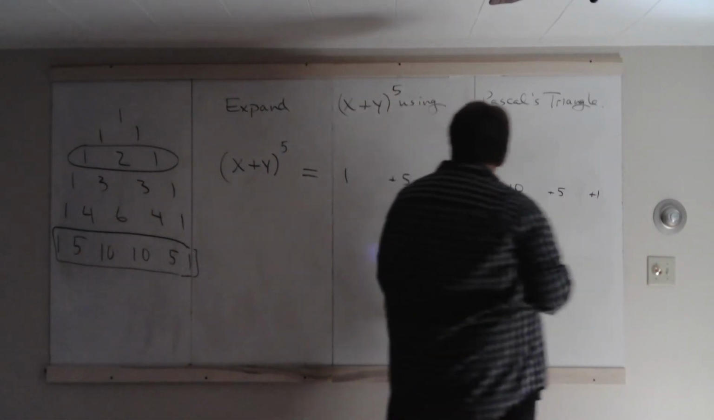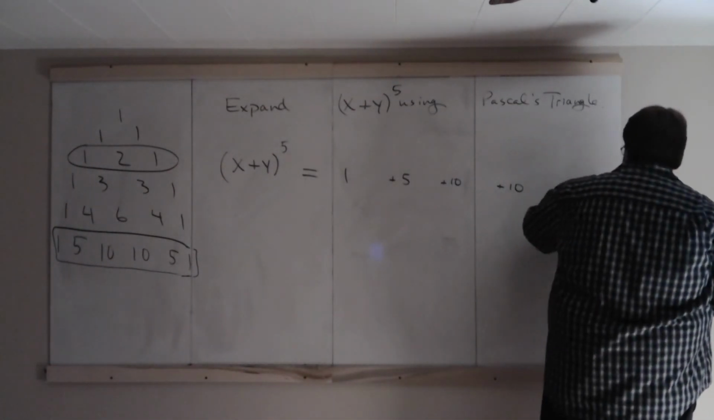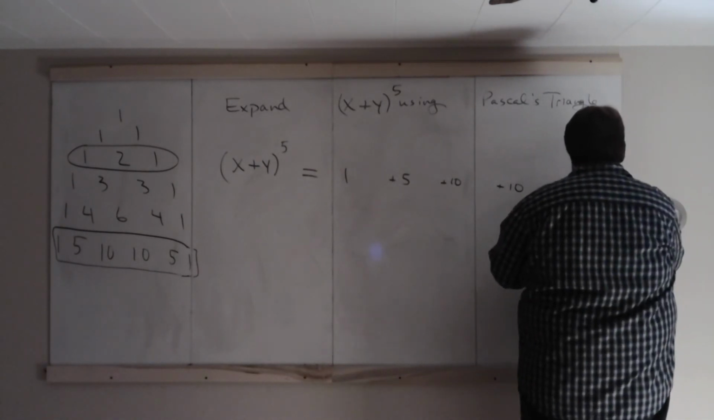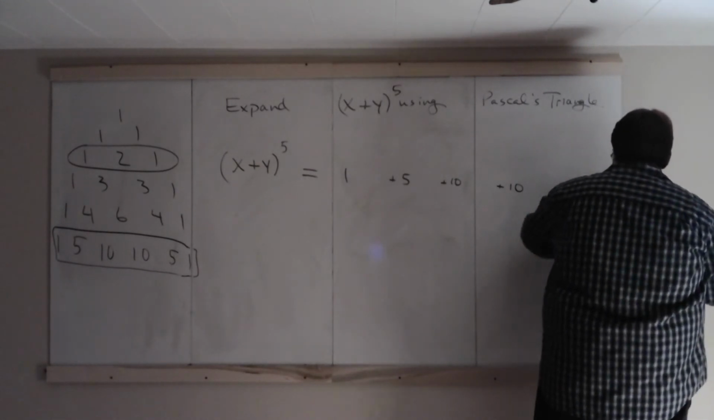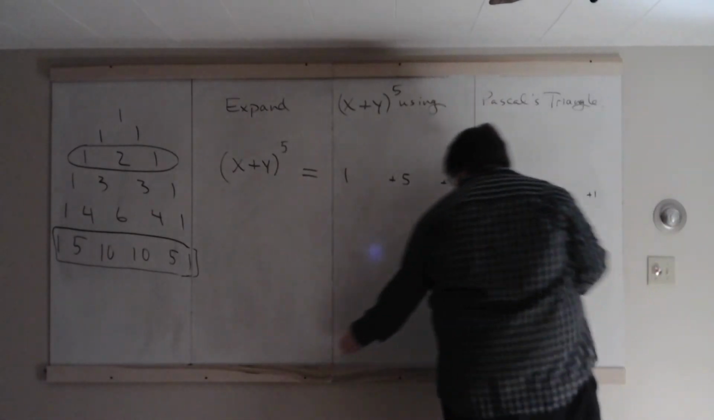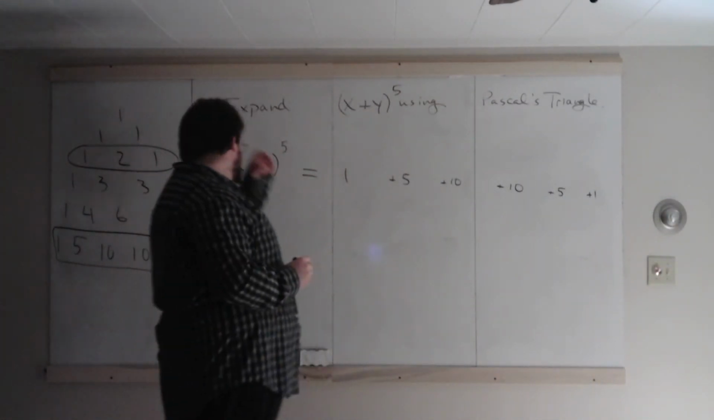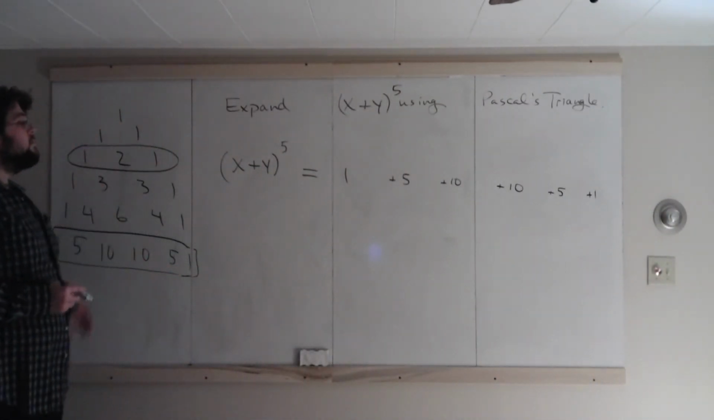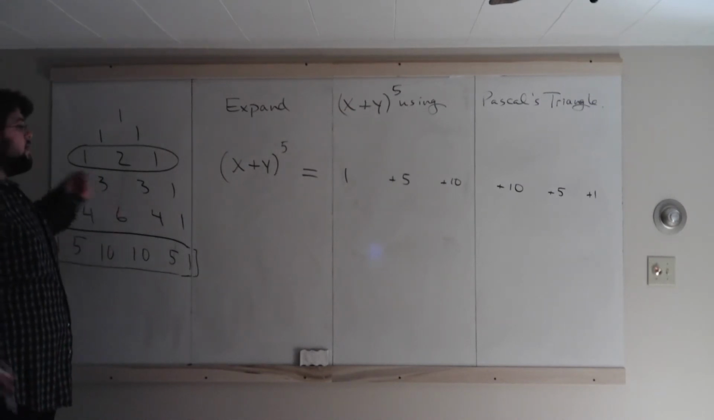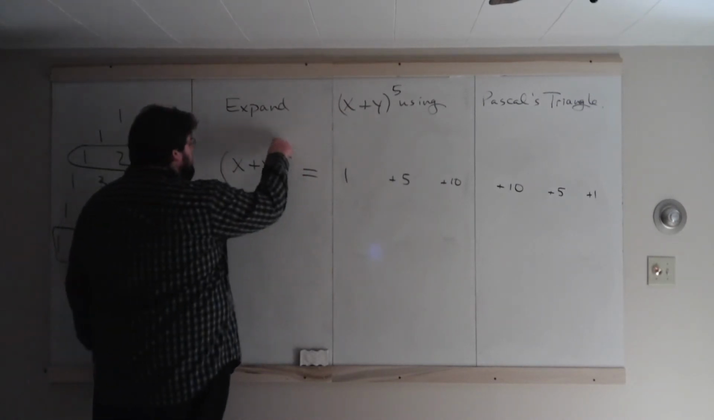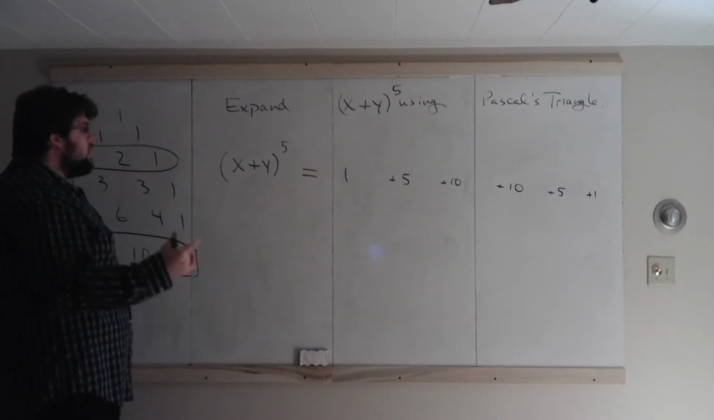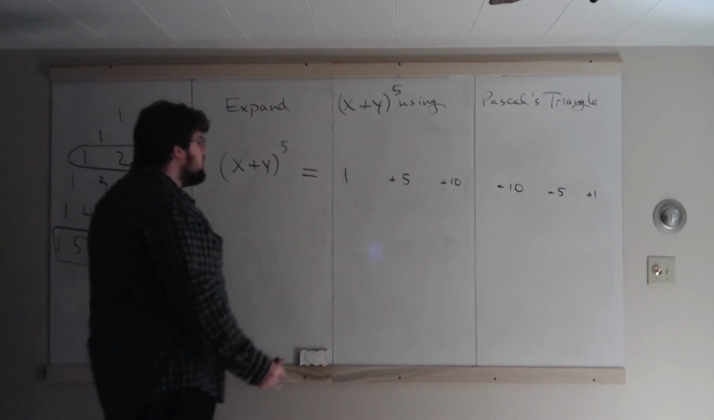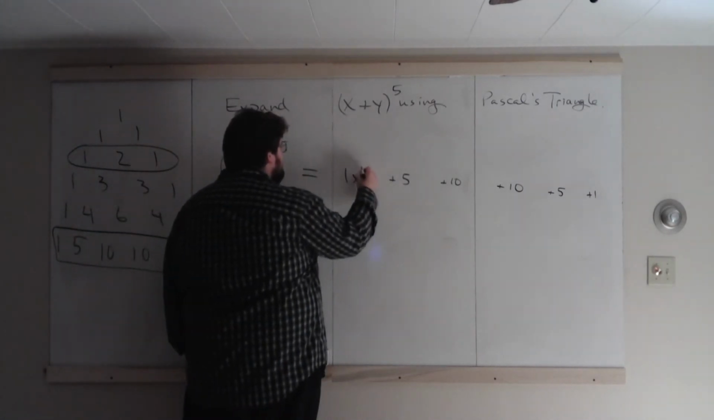Maybe I'll move it closer as we go through this. So we set the coefficients. Now we just need to put the letters on. This is a 5, so we want 5 letters on each piece. Well, to start, we're going to put 5 x's there.